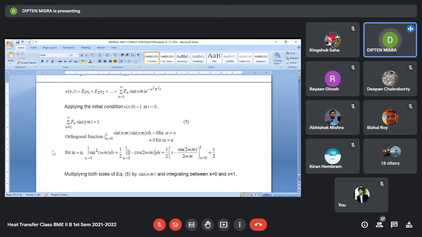Then for all values of n which is not equal to m, they will become 0. Only when n becomes equal to m, then only that term will remain. So it will become f_m into sine square m pi x will be equal to integration of 1 into sine m pi x dx. So your f_m, that integration of sine square m pi x will become equal to half. f_m by half is equal to integration of sine m pi x dx. f_m will be equal to 2 of that thing.